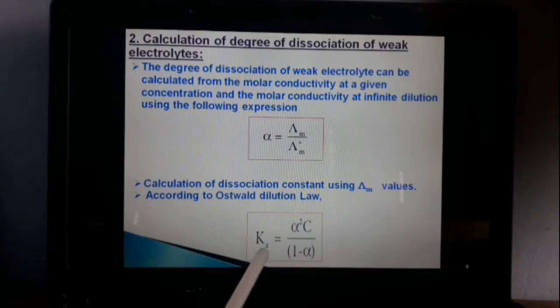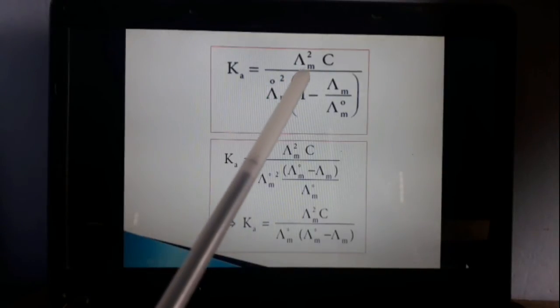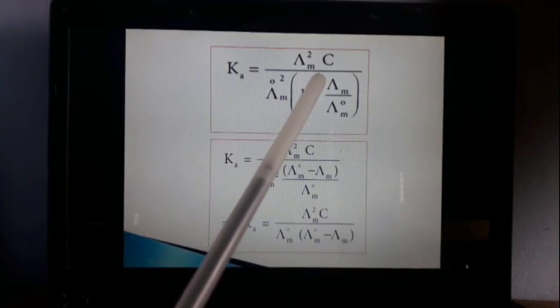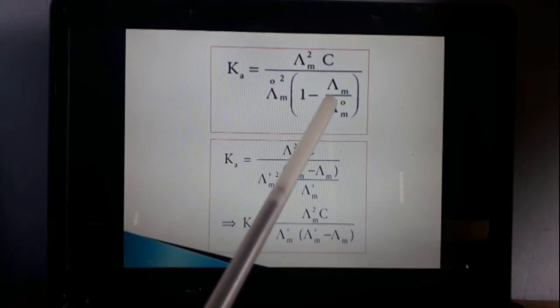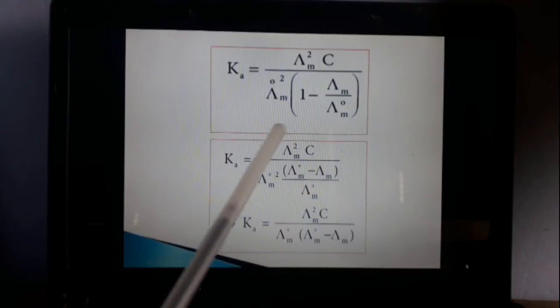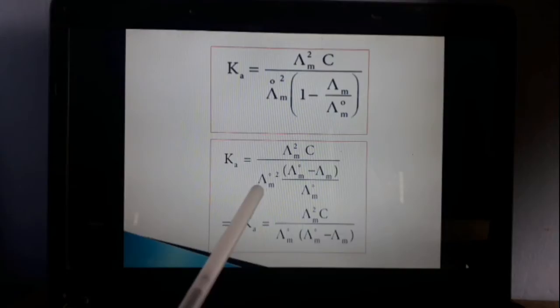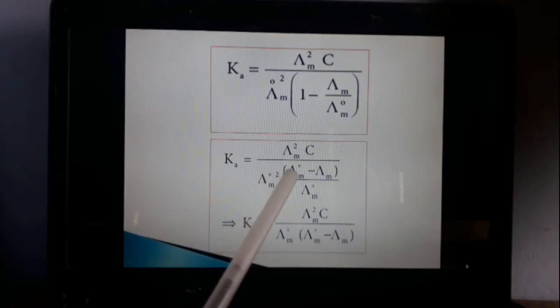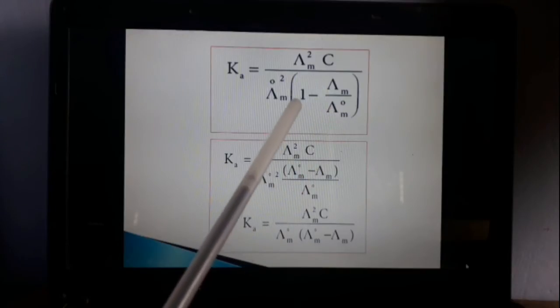This is the formula for the Ka value. Now substitute the alpha value into this equation. Ka is equal to lambda m squared C divided by lambda 0 m squared times (1 minus lambda m divided by lambda 0 m). Now Ka is lambda m squared C divided by lambda 0 m squared into lambda 0 m minus, this is lambda 0 m, in the numerator.